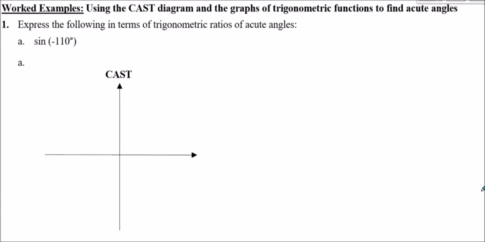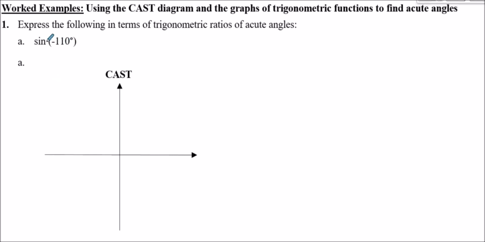So on that note, before you start some questions on your own, here are some worked examples using the CAST diagram and the graphs of the trig functions to find acute angles. So just question 1 here. Express the following in terms of trig ratios of acute angles. First of all, sine of minus 110 degrees.